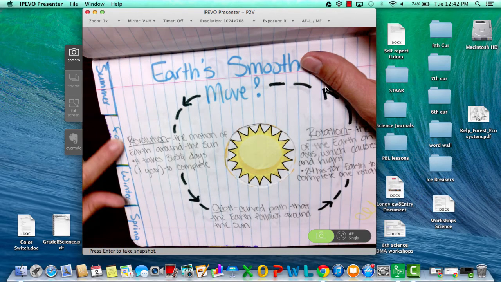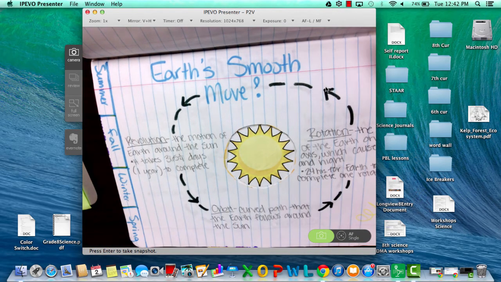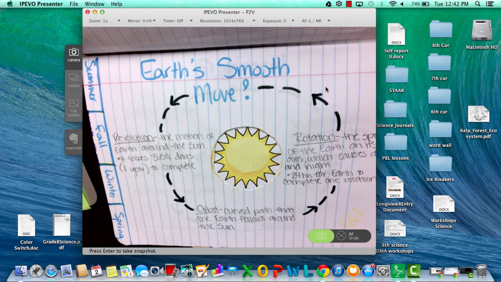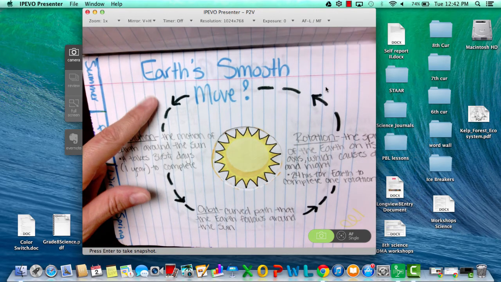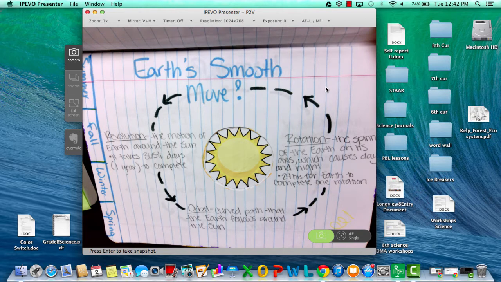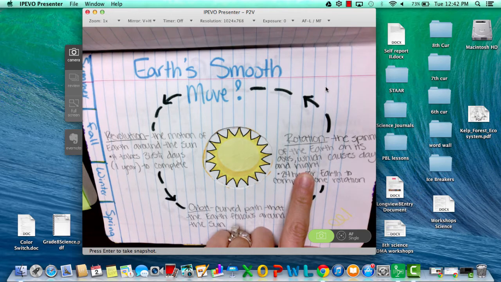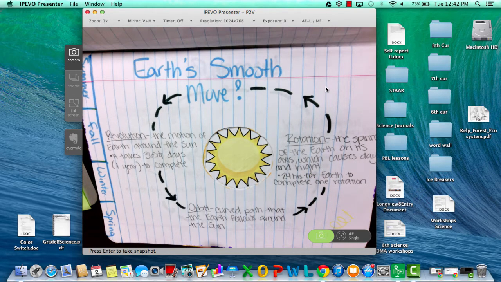And then I'm making 4 tabs on the side, one for each season. So write the title, Earth's Smooth Move. On here, we're going to talk about 3 important vocabulary words, which by now you should probably know. Rotation, revolution, and orbit. Rotation is the spinning of the Earth on its axis, which causes day and night.